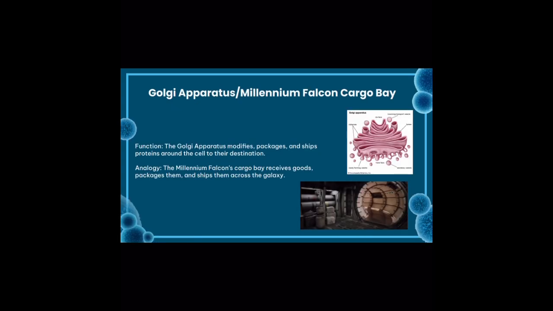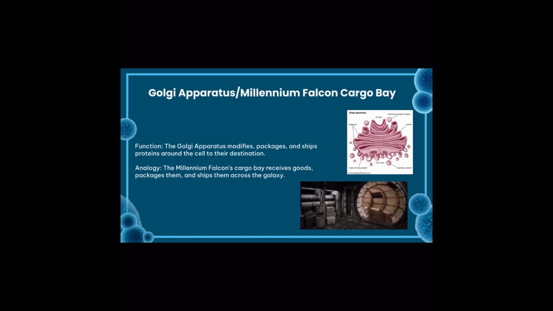The next one is the Golgi apparatus, compared to the Millennium Falcon cargo bay. The Golgi apparatus modifies, packages, and ships proteins around the cell to their destinations. It ensures the right cargo proteins are delivered efficiently.